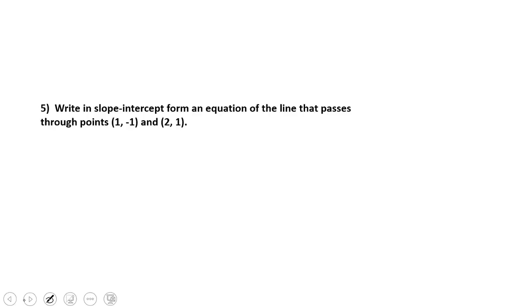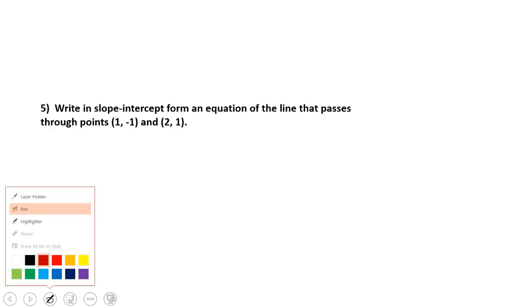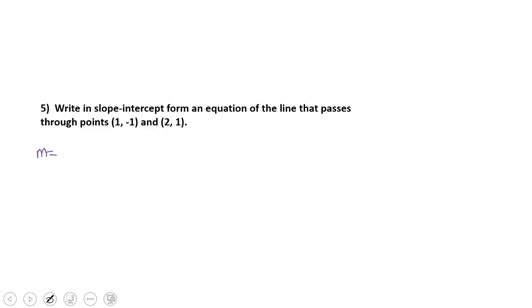Writing in slope-intercept form, an equation of a line that passes through these 2 points, (1, -1) and (2, 1). So the first thing we need to do is find our slope, right? And so I'm just going to take the first point, (1, -1), and I'm going to subtract the second point, (2, 1), and 1 minus 2 is -1, and -1 minus 1 is -2. And I know that my y goes over x, so -2 over -1, my slope m is 2. My slope m is 2.